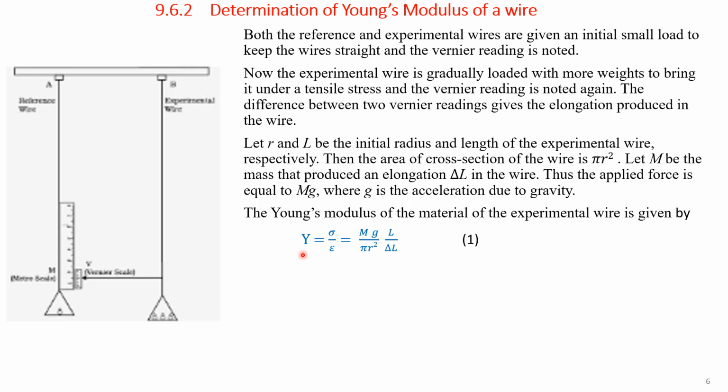The Young's modulus of the experimental wire is given by the relation, as discussed in the previous slide, capital Y is equal to sigma by epsilon, that is equal to capital M into g divided by pi r square, where capital M into g is the force and pi r square is the area, into L by delta L. Let it be equation 1. Rearranging, we write Y is equal to M into g into L divided by pi r square into delta L. From this equation, we can determine the value of Young's modulus of the wire.